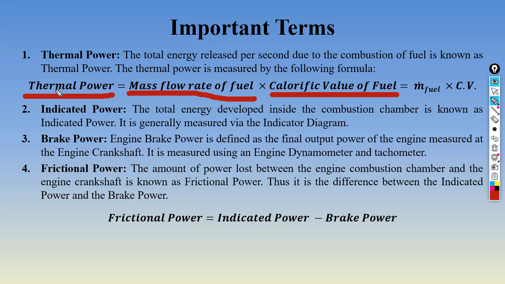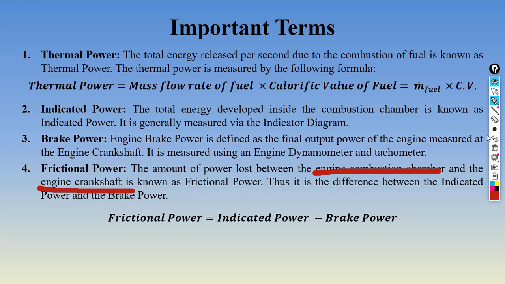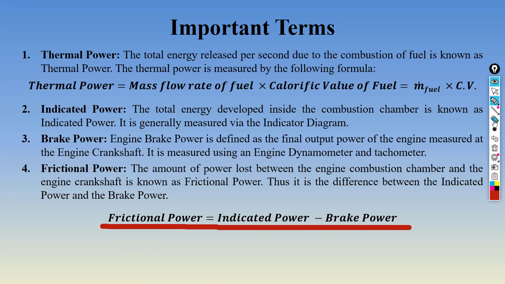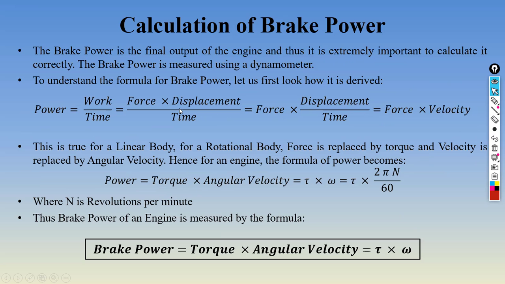Then indicated power is the amount of energy developed inside the combustion chamber in 1 second. Brake power is what? Brake power is the final output power of the engine. And frictional power is what? Frictional power is the amount of power which is lost between the engine combustion chamber and the engine crankshaft. So frictional power is the difference between indicated power and brake power, right? So based on these definitions, we can also know how we can calculate brake power.